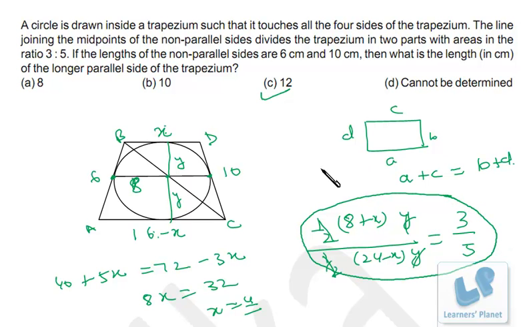But this concept and this concept you must be knowing, right? If a line is passing through the midpoints of the non-parallel sides, the length of this line is half of this, or we can say this length plus this length divided by 2 will be the length of the line. I'm sure you're clear.